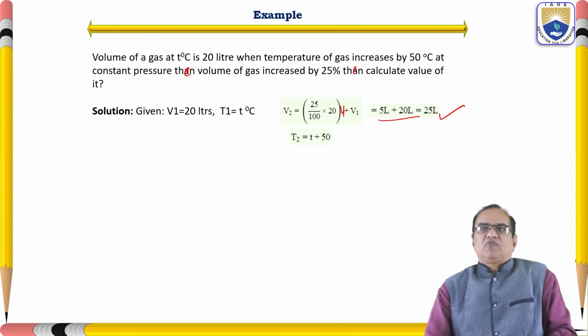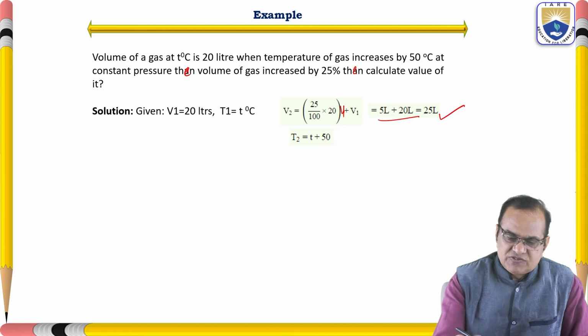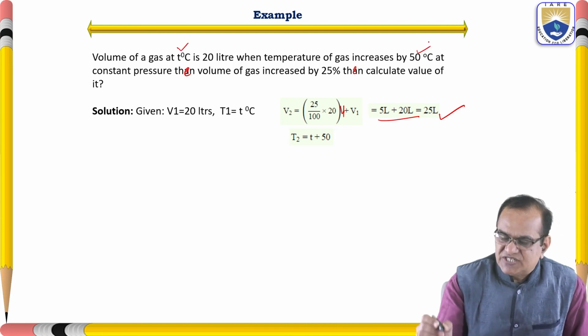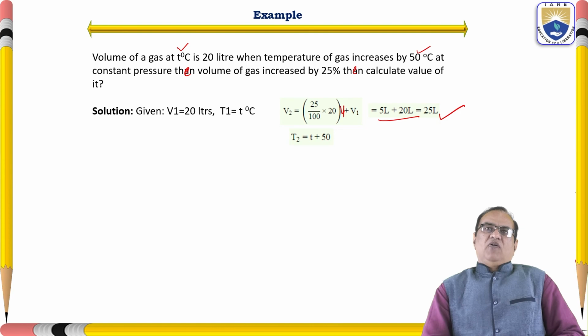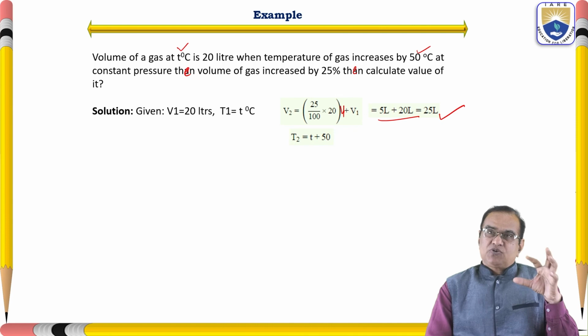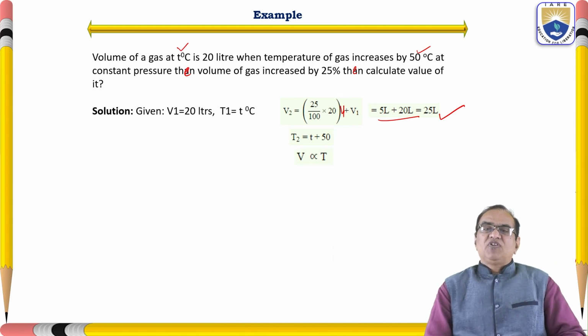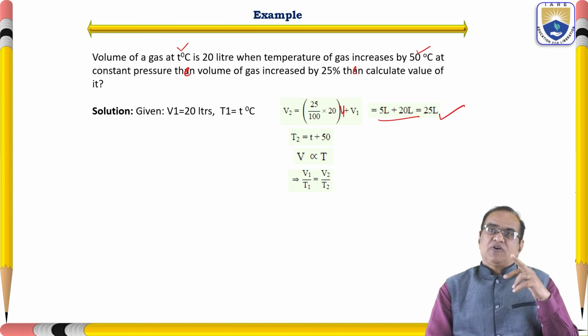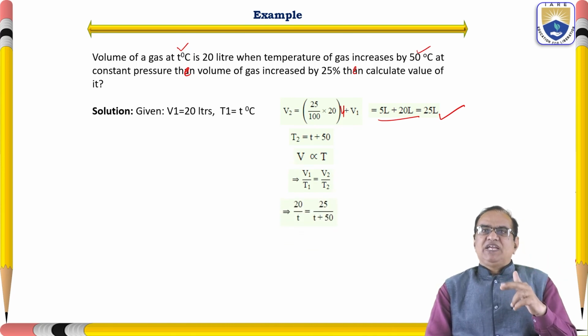Now T2 is equal to T plus 50. So initially it is T and now it is increased by 50. So the second state is T2 is equal to T plus 50. We know that V is directly proportional to the temperature. So V1 by T1 is equal to V2 by T2. We know the T2, we know the V2, we know the V1. We have to find out the T1. So T1 is equal to T. So 20 by T is equal to 25 by T plus 50.